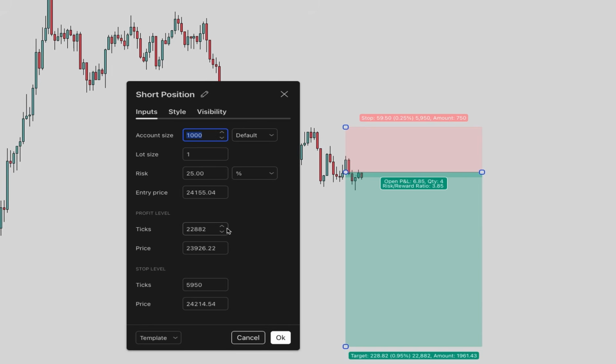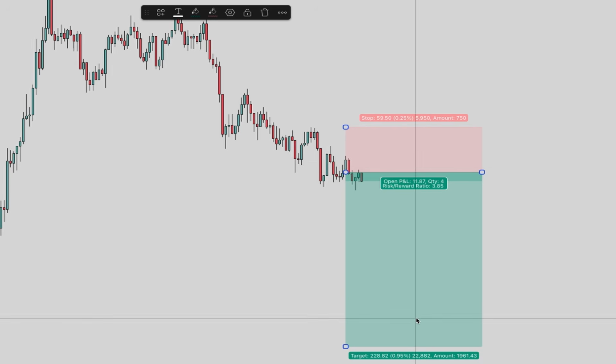For the indices like German 30, US 30, NAS 100, you divide them by 100. Divide this value in ticks, this one you're seeing in ticks, divide it by 100. When you divide it by 100, you remove two zeros. What happens here, it will show you the target is 228.82, which is correct. For the indices, it calculates for you here 228.82 pips, which is correct.